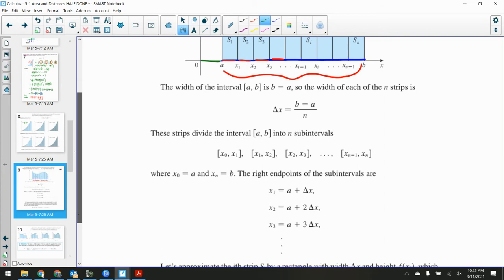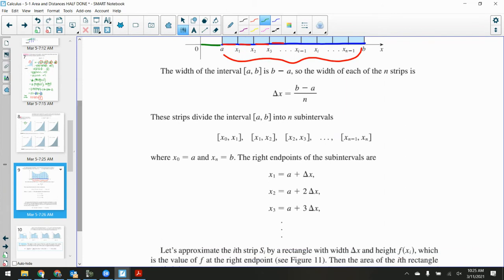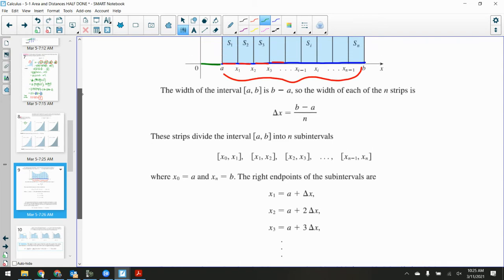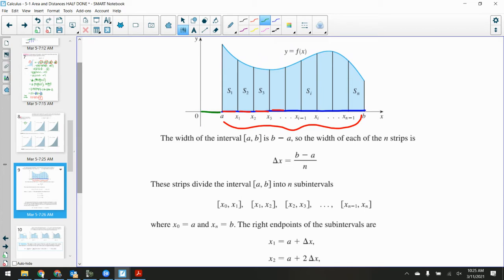And it's all cut up into these subintervals: x0 to x1, x1 to x2, x2 to x3, up to xn minus 1 to xn. Now, x1 is going to be a plus the change in x, my starting value plus my distance, because I'm making this not start at my y-axis. I'm making this start a units away from the y-axis.